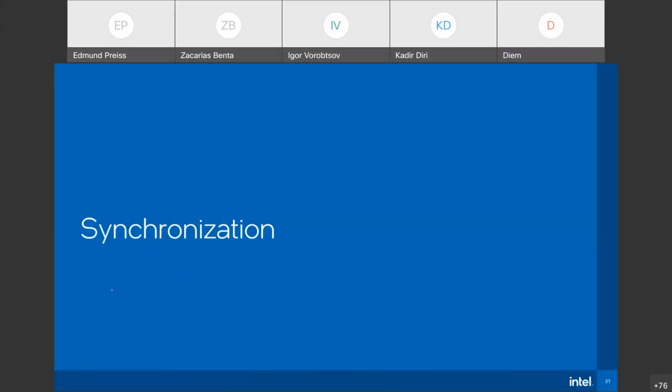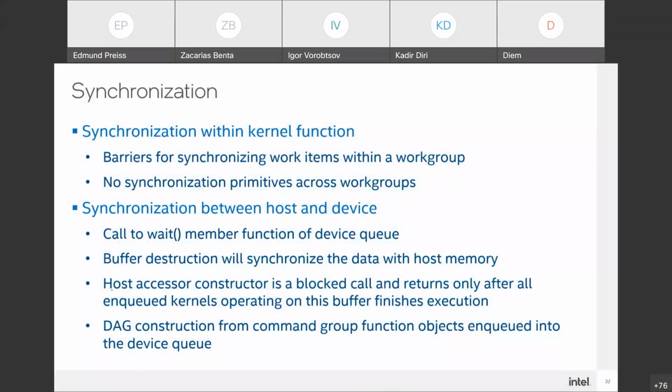And that's why I now want to talk about synchronization in more detail. There are different ways of synchronization you may think about. There is synchronization within the kernel function, and there is synchronization between host and device. To control the synchronization between host and device, for example, you can use the destruction of the buffers, which I just showed you. Or you can call a wait member function on the queue, which will also block the execution and wait until all command groups submitted to the queue finish their execution.